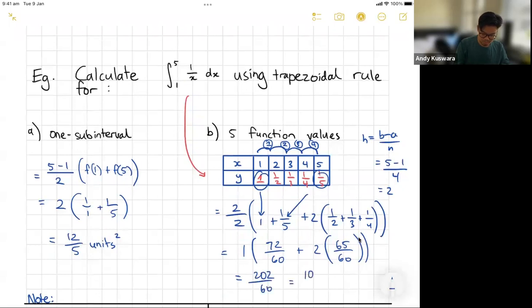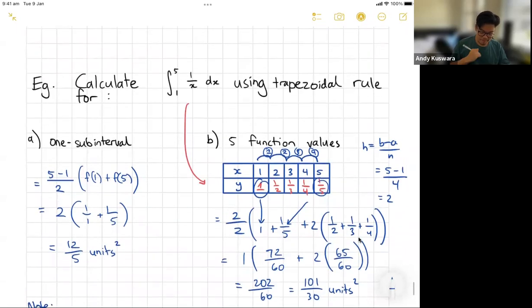60, which is 101 over 30 units squared. But roughly, I think. Have I done this right? 72 plus 130. Yeah, sure. That's a little bit more accurate. Yep. And that would be your answer. So again, at this point here, just use your calculator. Don't try to do it in your head like I did.